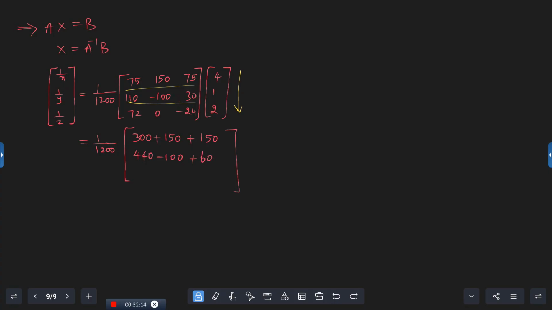Next, third row. 72 into 4. 4 2s are 8, and 288. Now 1 into 0, 0, and minus 24 into 2, minus 48. Now you see, subtract this.